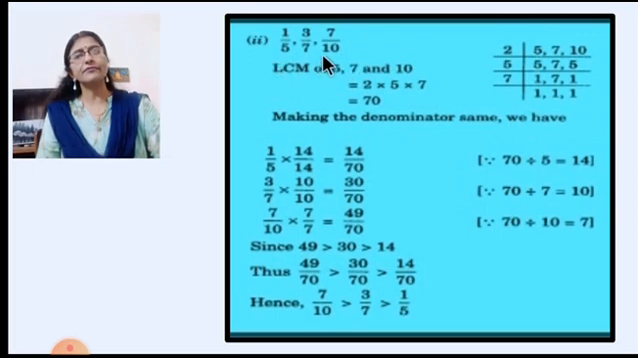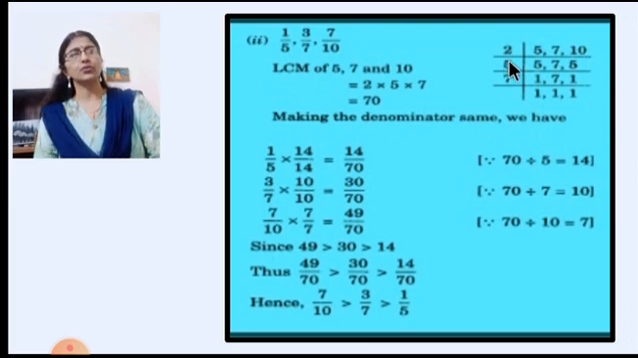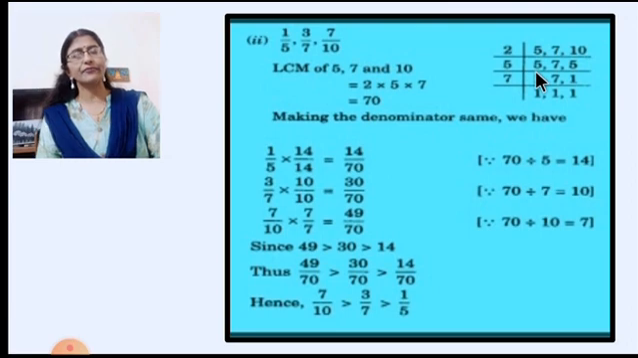Same method, we will first take the LCM of these 3 numbers. 5, 7 and 10 is written here, and then first we will divide by 2. When we are dividing by 2, 5 will be as it is because we cannot divide 5 by 2, 7 also we write the same, but 10 is divisible by 2. So 2 5s are 10. Now here, in 2 places you can see 5, so we will write 5 here. 5 1s are 5, and then 7 we write as it is. Here again 5 1s are 5.